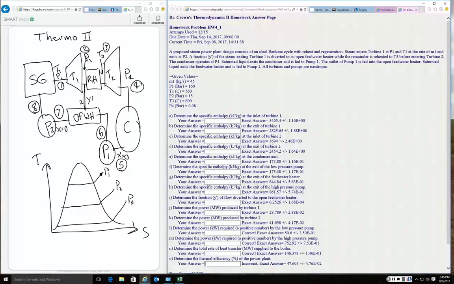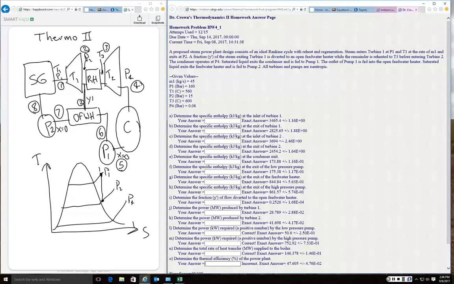So we have state 2 and 6 feeding the open feed water heater and coming out at state 7. So on the TS diagram we have state 1 here. It's isentropic. The problem says that all the pumps and turbines are isentropic. So we know it will expand in the first turbine, be a vertical line to pressure 2. So this is state 2 here.